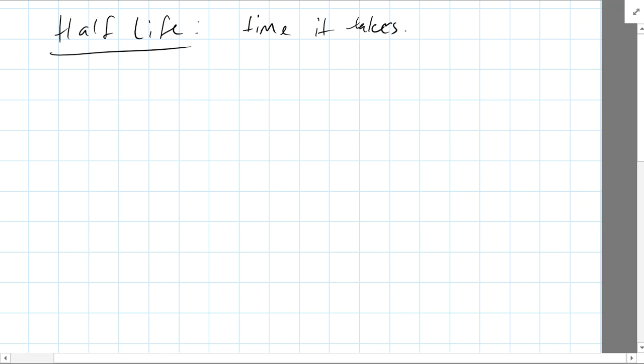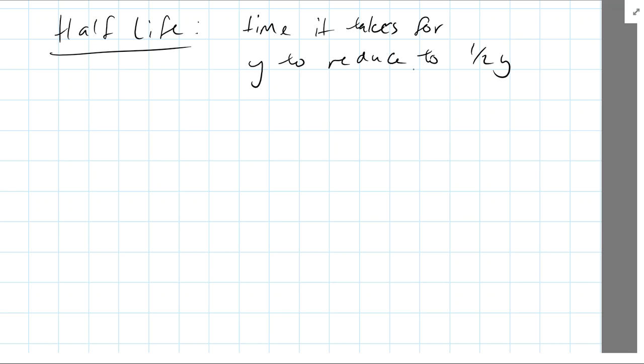for y to reduce to half of it. Half of y. So the best way to do this is to say you start with some initial amount, and it's how much time it takes for you to get to half that initial amount. So let's see what that looks like.